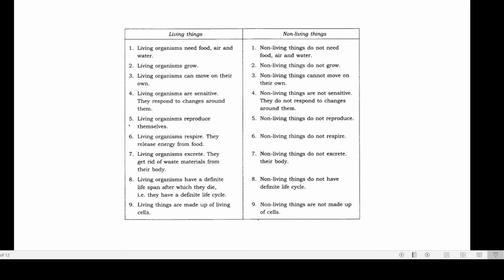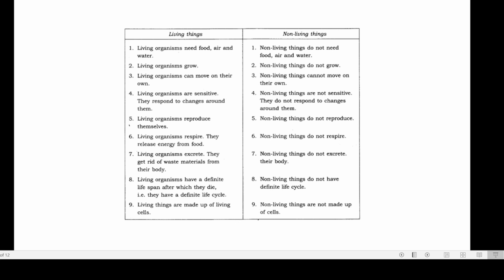Now let us move through the differences between living things and non-living things. Living things need food, air and water. Non-living things do not need food, air and water. Living organisms grow, non-living things do not grow. Living organisms can move on their own, but non-living things cannot move. Living organisms are sensitive. They respond to changes around them. Non-living things are not sensitive. They do not respond to the changes around them.